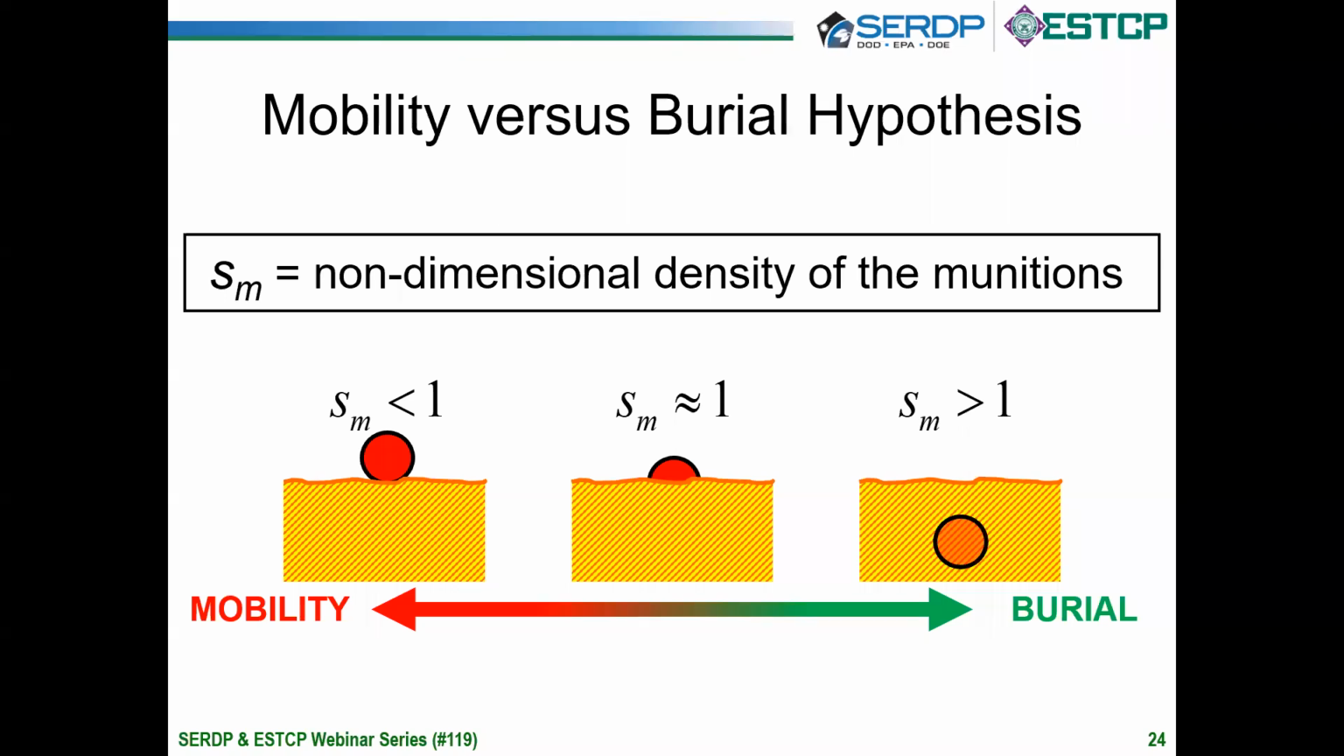And so you will get slightly different numbers for this S variable that I have on the screen here, S sub M, the M meaning munition and S being the non-dimensional density. But the fact is that the trend is always going to be that as S sub M increases, your likelihood for burial, which is depicted in the picture on the bottom right, will increase. And I've colored burial as green, and I'm sure site managers will appreciate that because burial is a good thing, right? We like when things are buried and not moving around and being exposed for the public to interact with. And so mobility, I've colored red, and when things are less dense, they're more likely to be mobile. And we'll get into this more with the data as we go through the presentation.